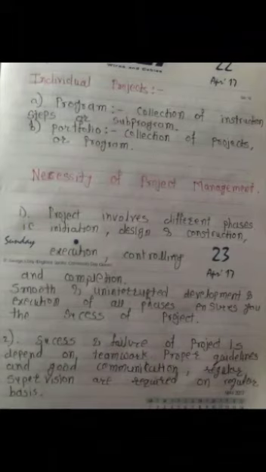Next is the necessity of project management. There are three major necessities of project management. There are different modules or phases of project management. So when you require the success of the project, every phase of project management, which we will discuss later and which is a very important topic, needs smooth and uninterrupted development of the phases for the success of the project.